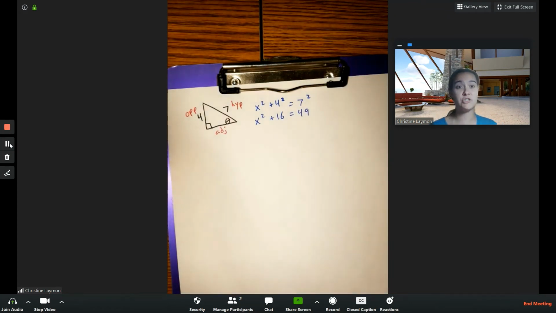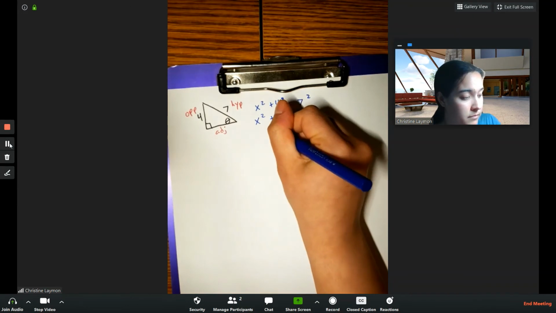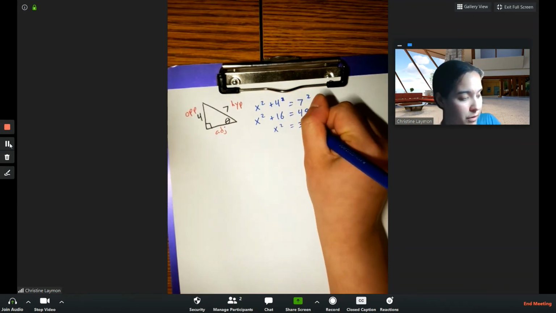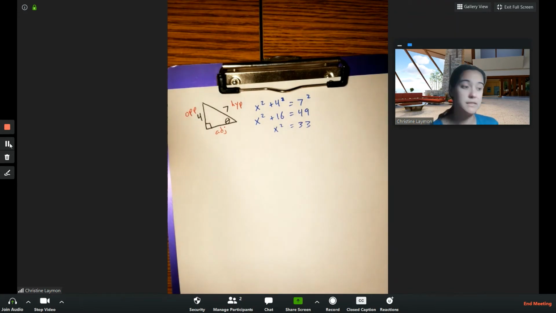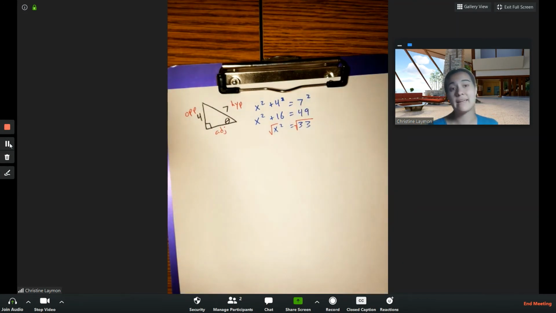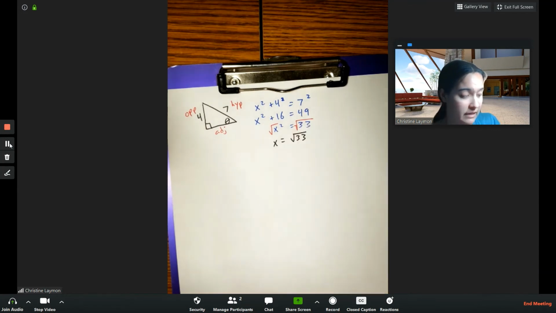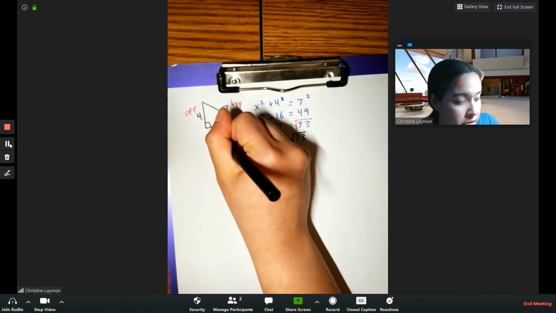And again, my job right now is just to solve for x. You've been already doing these steps when you were solving quadratics. I'm going to go ahead and subtract 16 to the other side. So x squared equals 33. And as before, we're going to go ahead and take the square root of both sides. And again, normally we'd use plus or minus, but this is distance and I can't have a negative distance. So my x is just the square root of 33. Now we do want to check, can 33 be broken down farther? Well, 33 is 3 times 11. Nothing can come out. So that is the value of this side right here. This is square root of 33.